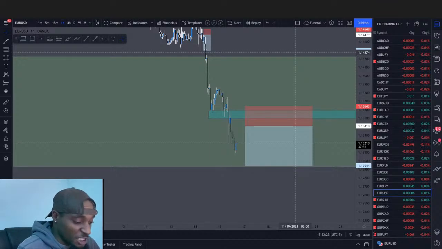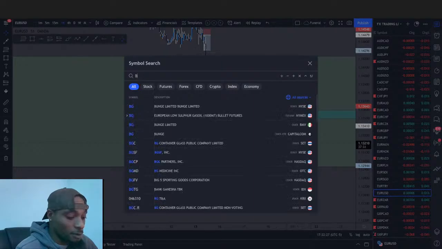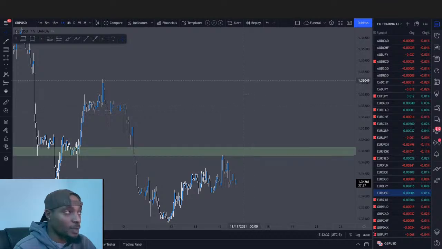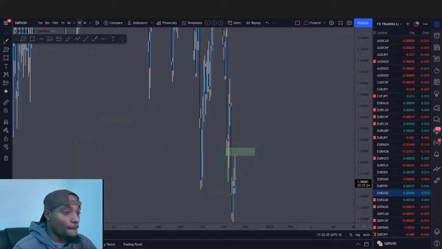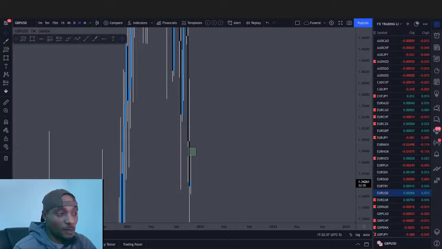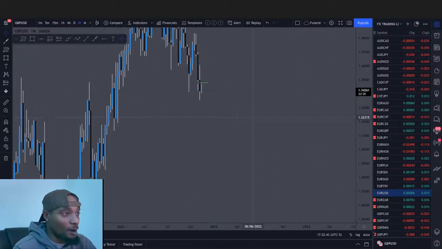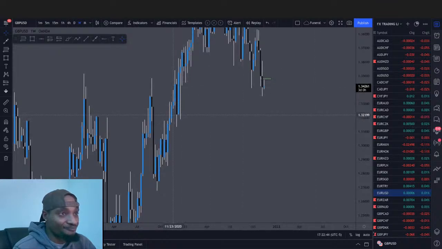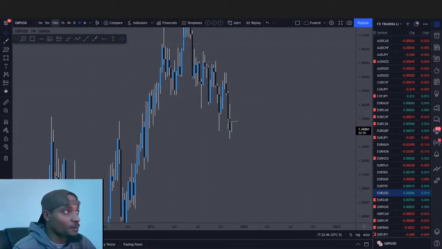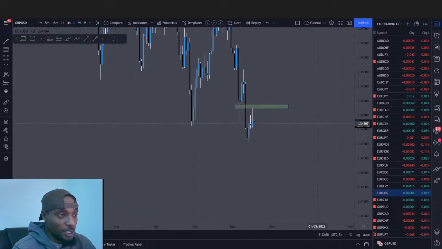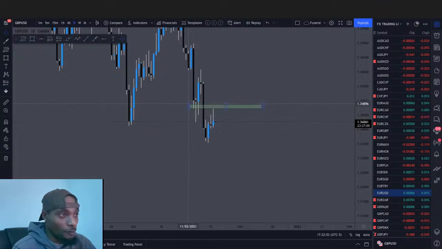Just for giggles, EUR/USD, GBP/USD. What does it look like? Okay, I mean, we are making moves to the downside. You don't really want to go against the trend. You see that it's been making and breaking structure to the downside over and over again. We're starting to get some retests in this area.